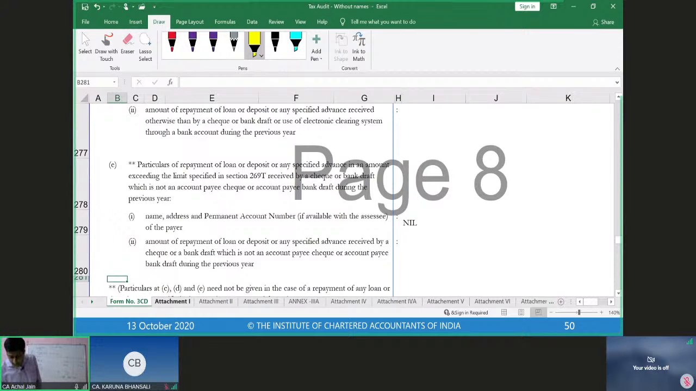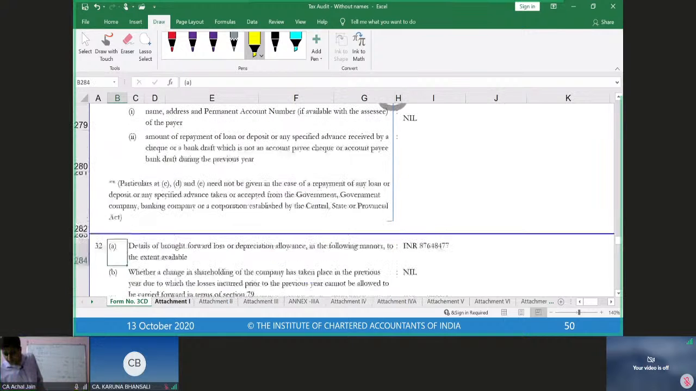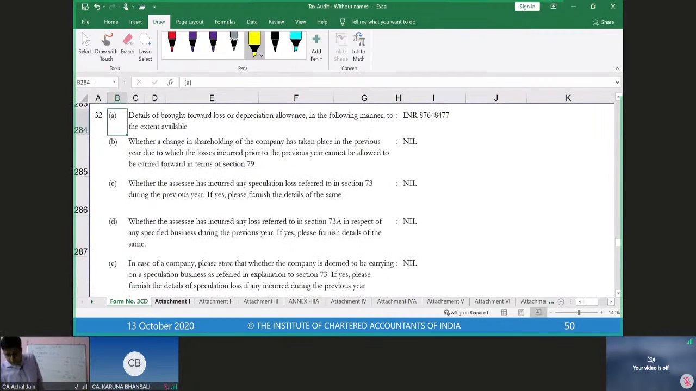And how will the auditor get to know, and how will the auditor track down all of these transactions? Again, by looking at the records of the company. Auditor also needs to scrutinize the bank statements. Auditor needs to test some of these transactions by looking at the bank statements, because in the bank statements all of these repayments will be happening. Okay. Next is about details of brought forward loss or depreciation allowance in the following manner to the extent available.